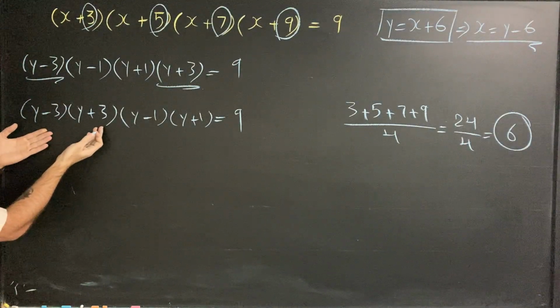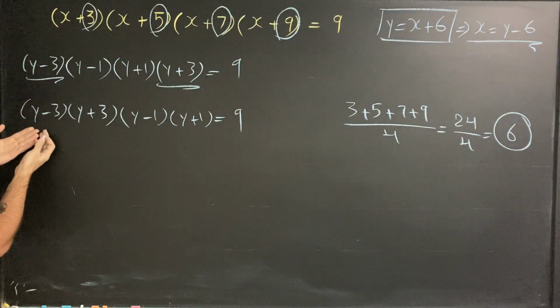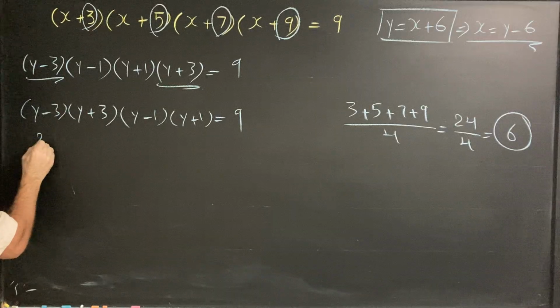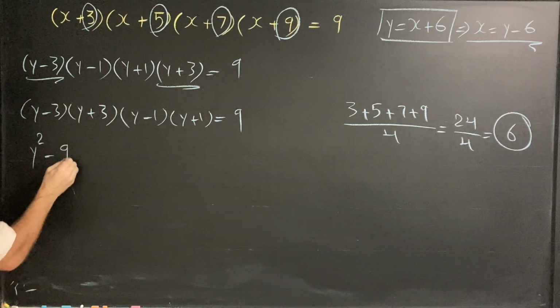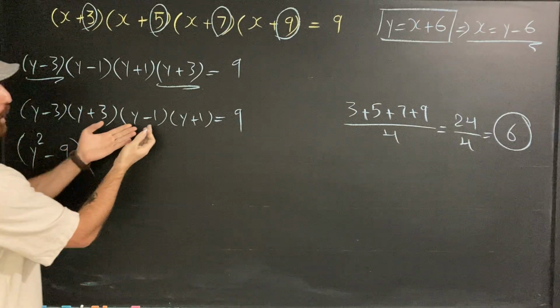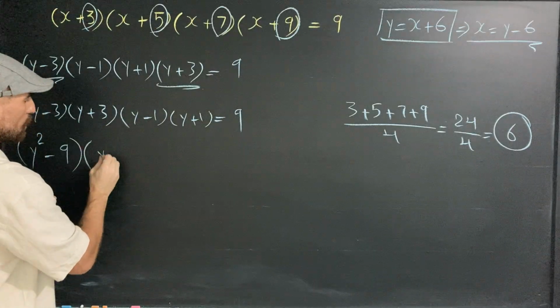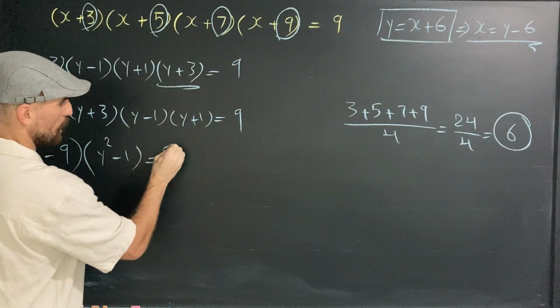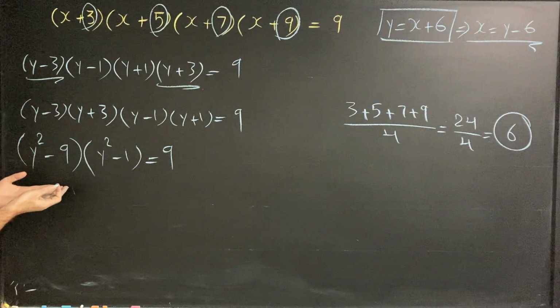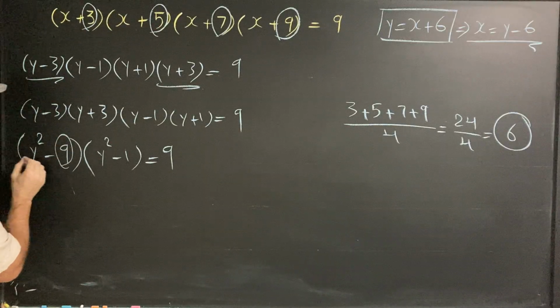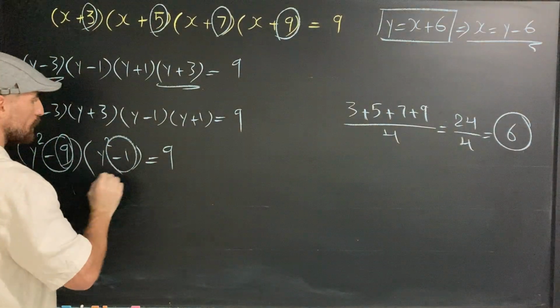A minus b times a plus b, or a squared minus b squared. So I write it y squared minus 3 squared over 9. Y squared minus 1 squared over 1. Right side 9. Again, to continue the solution, I'm going to work on this number, negative 9 and negative 1.